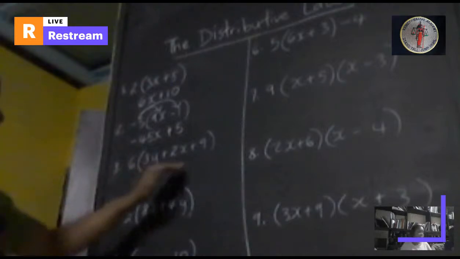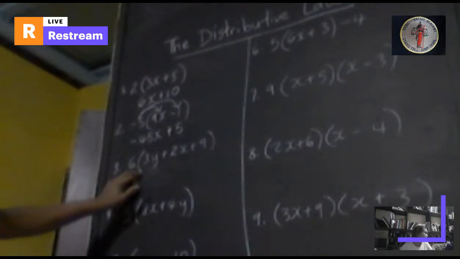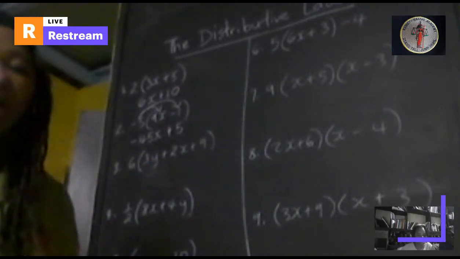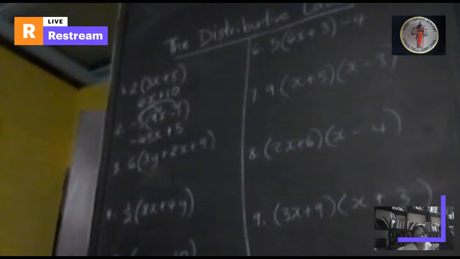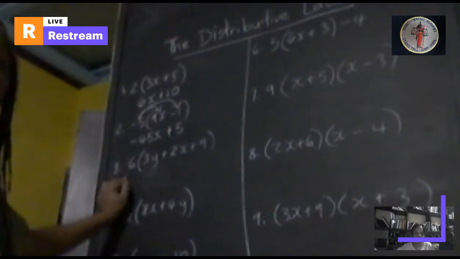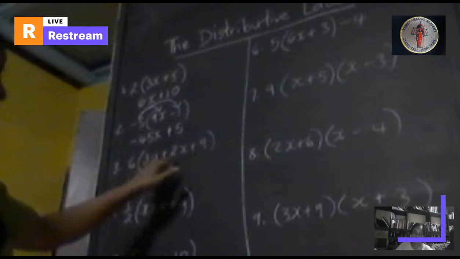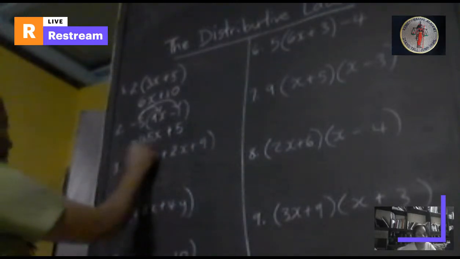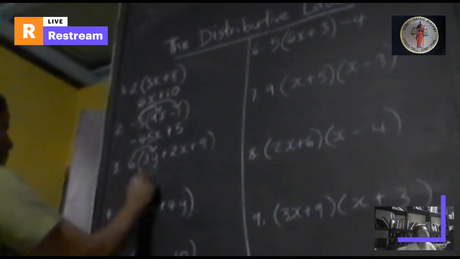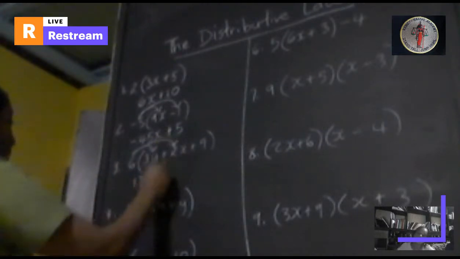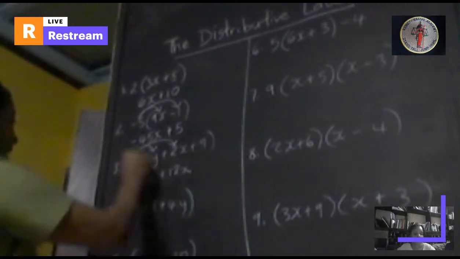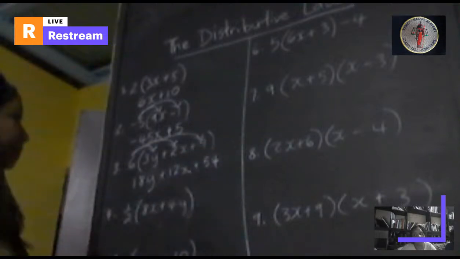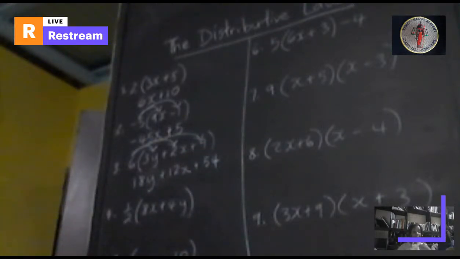For number 3, I have 6 on the outside of the bracket, 3y plus 2x plus 9, close bracket. So we have three terms on the inside. Outside we have positive 6, open bracket, 3y plus 2x plus 9. So we're going to multiply 6 times 3y, which is 18y, 6 times 2x, which is 12x, and 6 times positive 9, which is positive 54. And that's our answer.